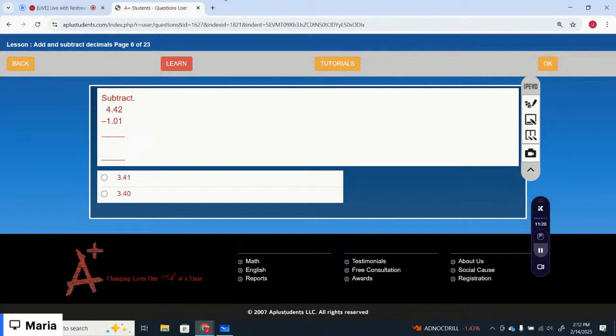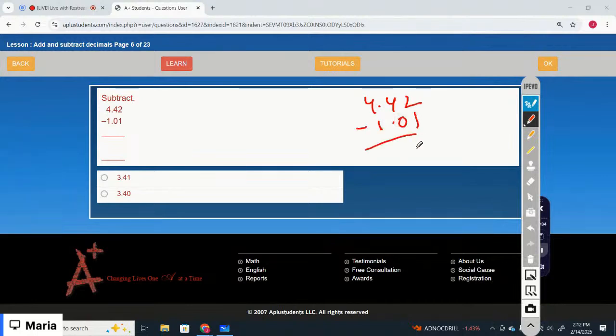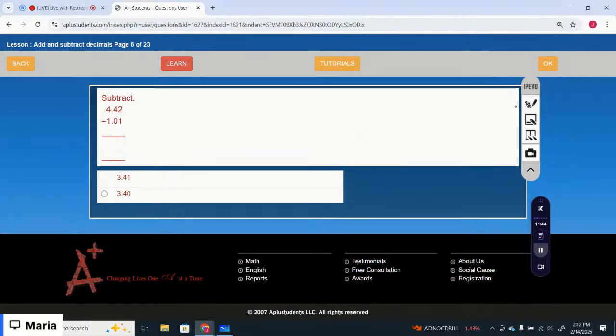4.42 minus 1.01. 2 take away 1 is 1. 4 take away 0 is 4, and 4 take away 1 is 3. That is 3.41. Option number 1 is the correct option. Okay, you can complete the lesson by yourself today. Let's just move on to the next lesson.